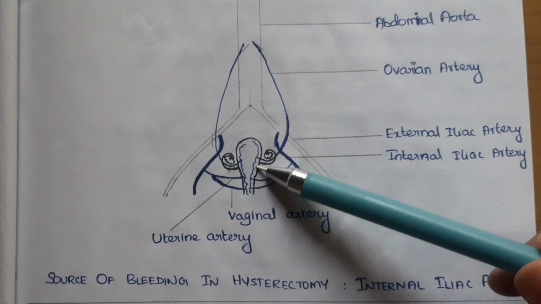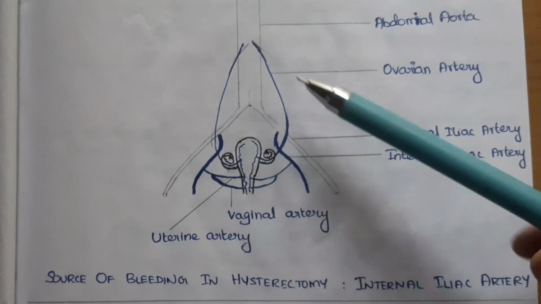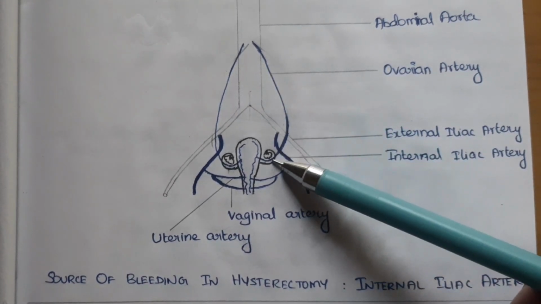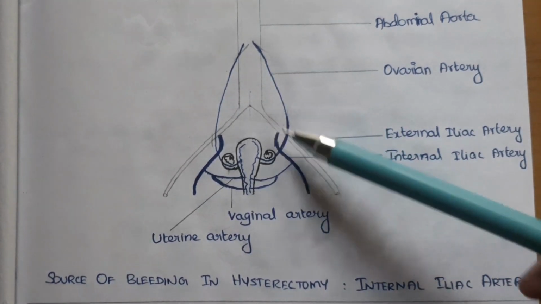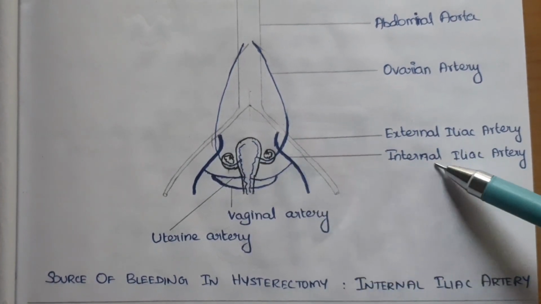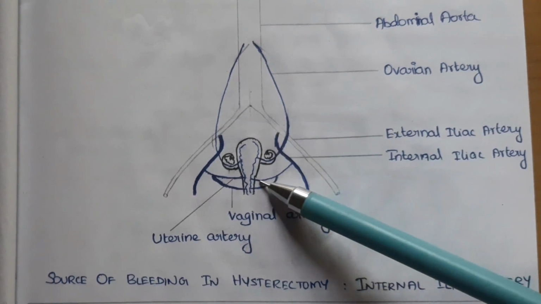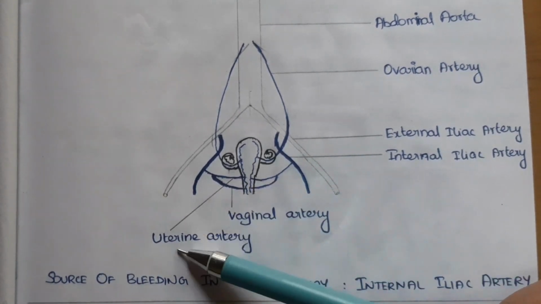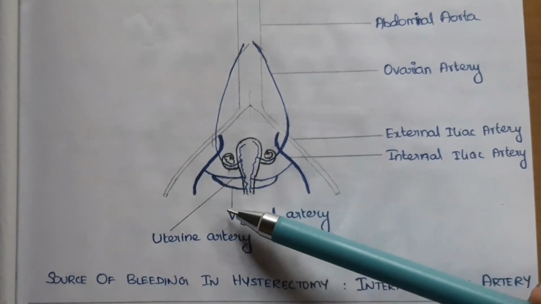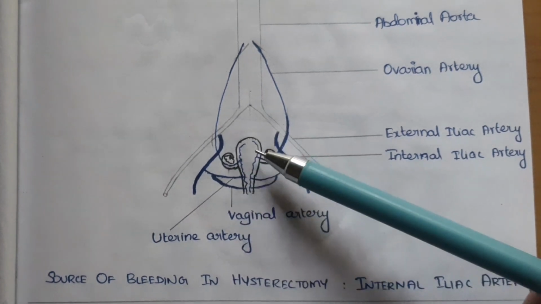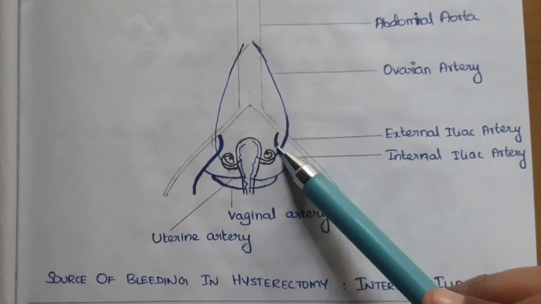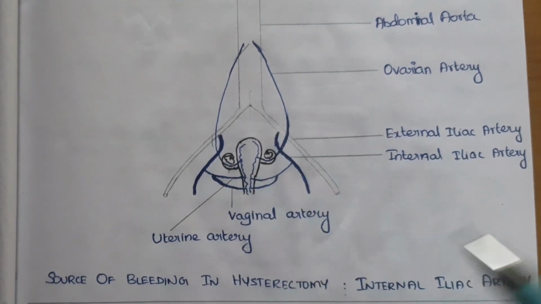This is the uterus, and here this is the abdominal aorta from which the ovarian artery arises and supplies the ovaries. The abdominal aorta divides into two common iliac arteries on either side, and the common iliac artery divides into the external iliac artery and internal iliac artery. The internal iliac artery gives off the uterine artery and vaginal artery. When a hysterectomy is done, that is the surgery to remove the uterus, this internal iliac artery has a higher chance to bleed. So the most common source of bleeding in hysterectomy is the internal iliac artery.